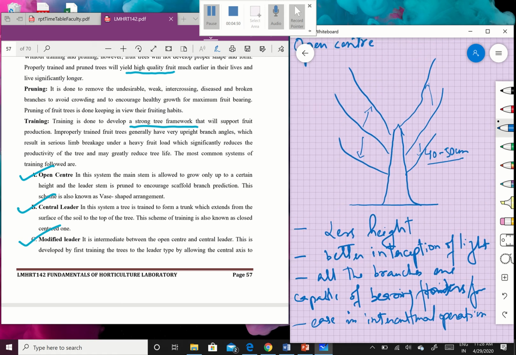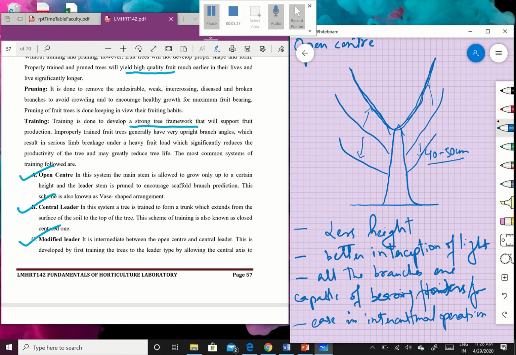In this system, if you see the shape here, it is open, just like a ball shape that has been formed. Because of this, if we use this open center in areas where frost is very common, frost can deposit here. That is one of the disadvantages. That's why we do not use this type of training at high altitude where frost is common.